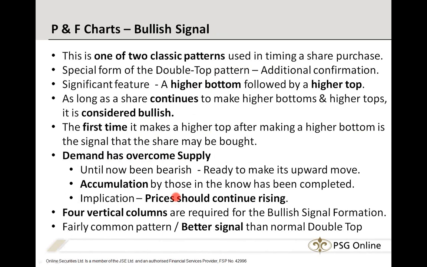So we're talking about what they call a bullish signal. This is one of 2 classic chart patterns that you use most of the time in technical analysis, especially with point and figure charts. It's a very special form of what I call a double top pattern. What we do now is we're adding further confirmation. That further confirmation comes in the form of a higher bottom followed by a higher top. We talk about a bull market making higher highs and higher lows. It's very similar thinking behind this. As long as the share continues to make higher bottoms or higher tops, the trend is considered bullish.